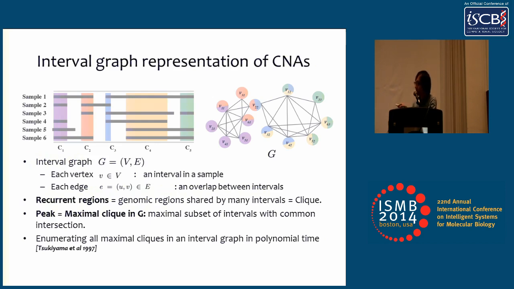First of all, let's talk about how we find the recurrent regions. The idea is that we model the copy number as an interval graph. In the interval graph G, each vertex is an interval in a sample, and each edge means an overlap between intervals. So we can model this copy number distribution as a graph. The recurrent region is actually a clique in this graph, and we would like to find a maximal subset of intervals with a common intersection. So it's actually the maximal clique in this graph. For a chromosome unit, say an arm of a chromosome, we create an interval graph and then enumerate all maximal cliques in this interval graph, which can be done in polynomial time.